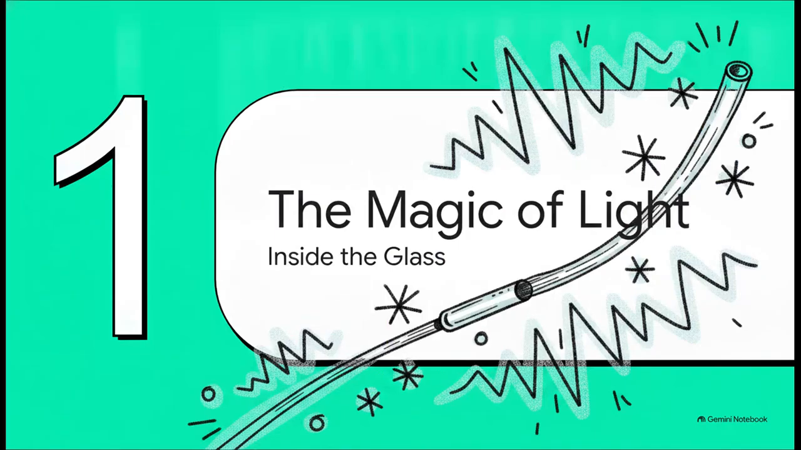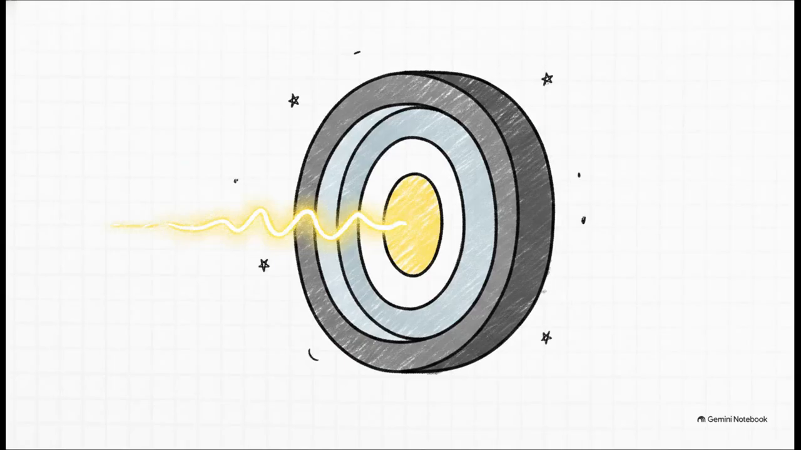All right, Section 1, the magic of light. Let's look inside the glass. So unlike those older copper cables that rely on carrying electricity, fiber optic cables use pure light to transmit data. That's exactly how we get such massive speeds over crazy long distances with barely any signal drop. And all of this happens inside a tiny strand of glass that's literally about the thickness of a human hair.